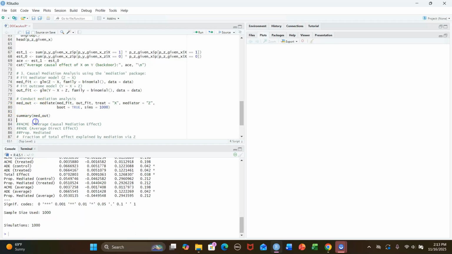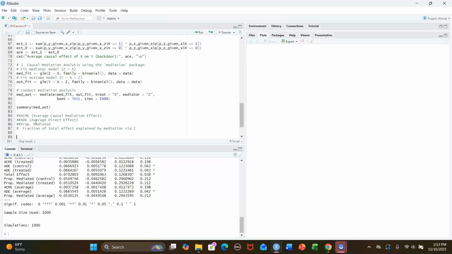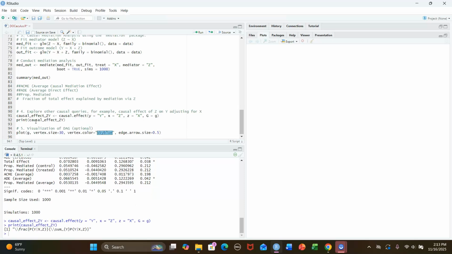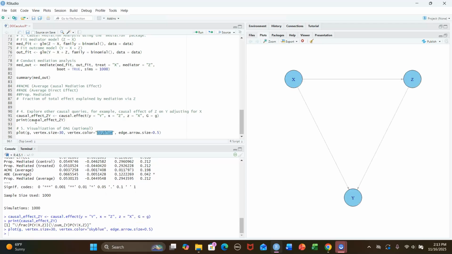Okay, so then we can do a couple more analyses. We can do the causal effect of say Z on Y adjusted for X. And this is the do calculus. Okay, and then we can also plot out the visualization of the DAG. And this is the very simple potential mediation model.